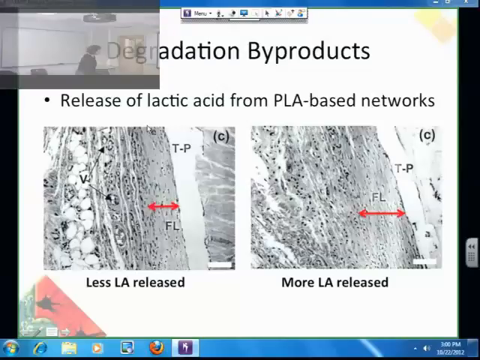Because it's hard to really prove this, but at this time point, a lot more lactic acid was released, and there was a thicker fibrous capsule, maybe indicating a more severe immune response compared to this one that had less lactic acid released. So that's actually not the conclusion that was reached in this paper, but that's why I think that it happened. I don't think they made a conclusion about why there was a difference in the fibrous capsule in this particular paper, which the reference looks like I forgot to put on there, but I will look that up and send out an email or something. But this is just an example about how the release of an acid byproduct would, of course, affect the inflammatory response.